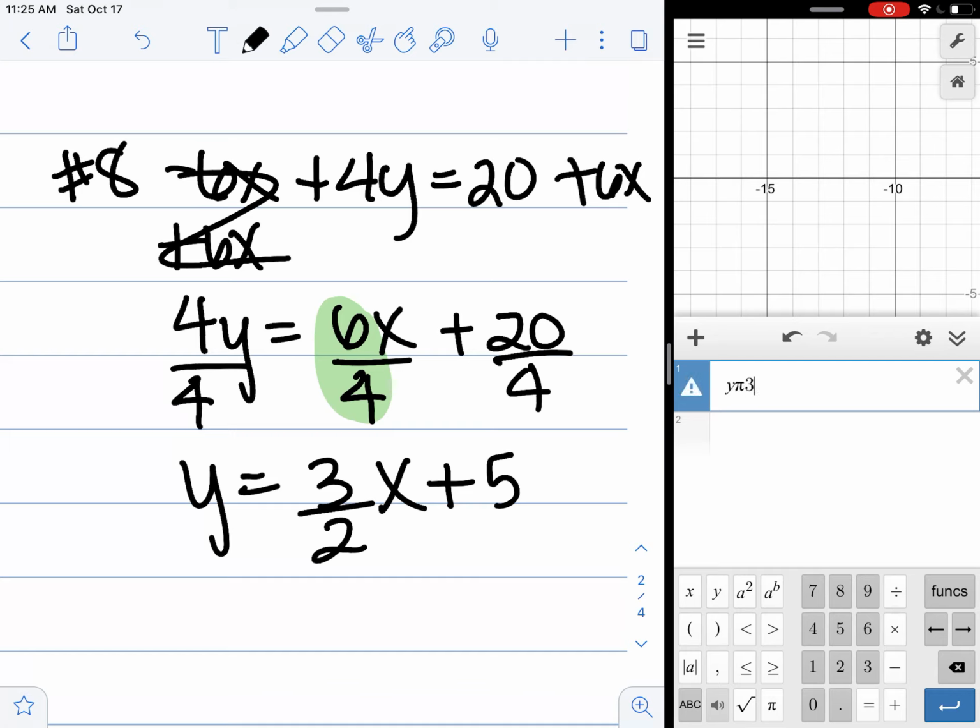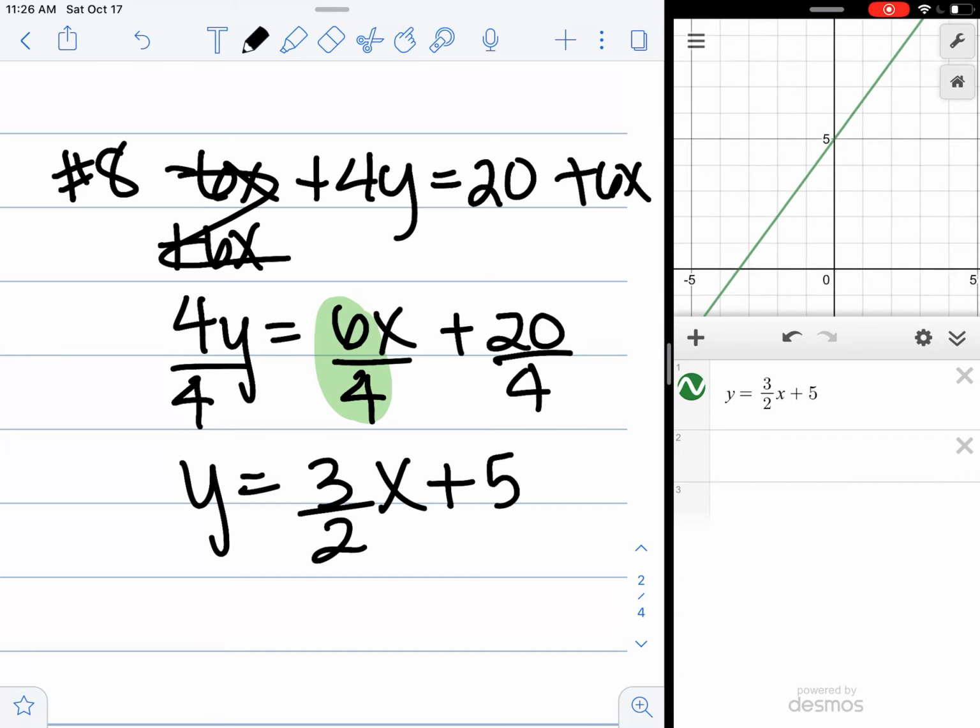Let's graph that. So we have y equals 3 divided by 2. Ooh, sorry, that was terrible. Y equals 3 divided by 2 x plus 5.